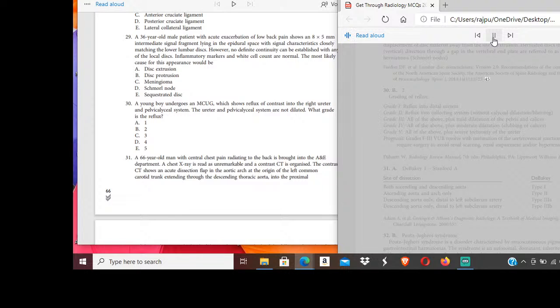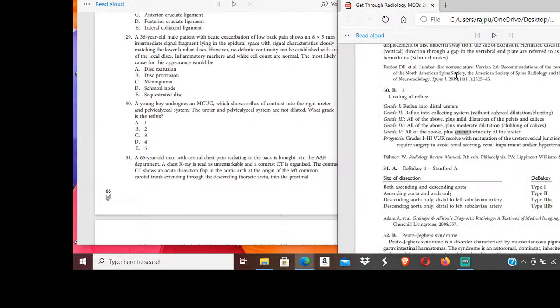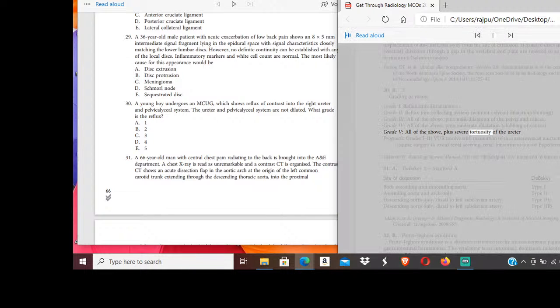30. B. 2. Grading of reflux. Grade I, reflux into distal ureters. Grade 2, reflux into collecting system, without calyceal dilatation or blunting. Grade 3, all of the above, plus mild dilatation of the pelvis and calyces. Grade 4, all of the above plus moderate dilatation and clubbing of calyces. Grade V, all of the above plus severe tortuosity of the ureter.